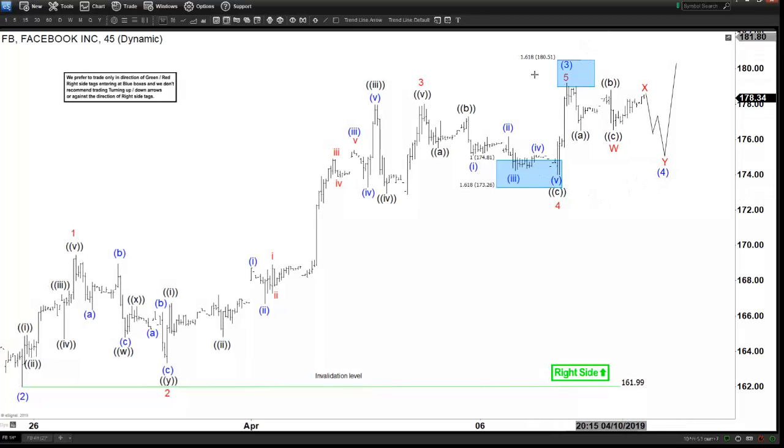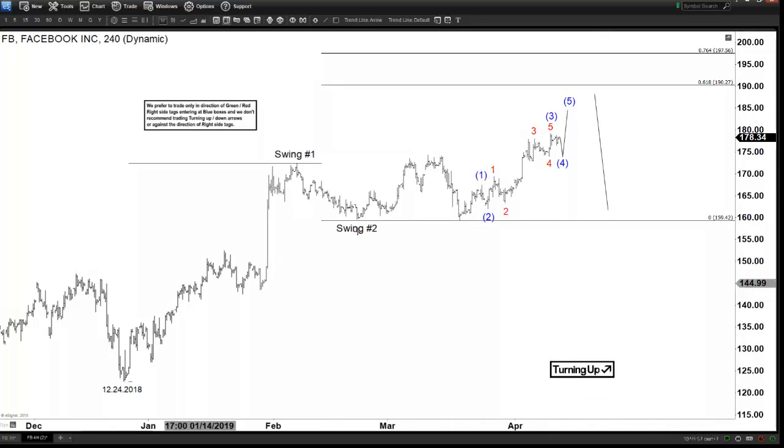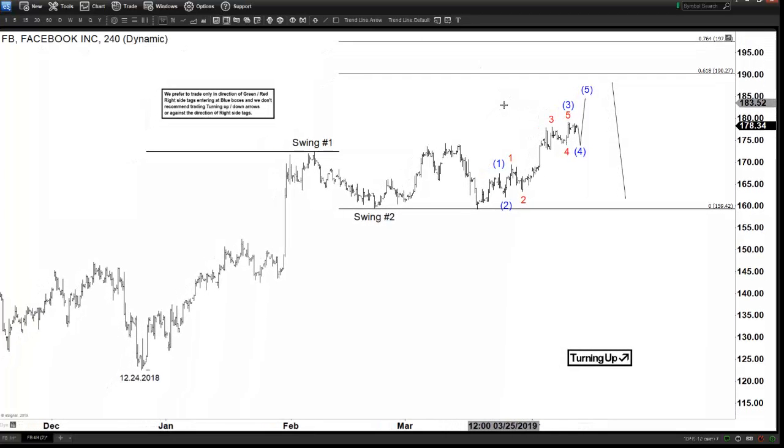Now let's step out and look at the larger degree. This is the 4-hour chart. It's not a complete label. Again, for complete labels, you can always check our service in Group 3. Facebook is in Group 3, and we offer a 14-day free trial. The link is provided in the description of the video.